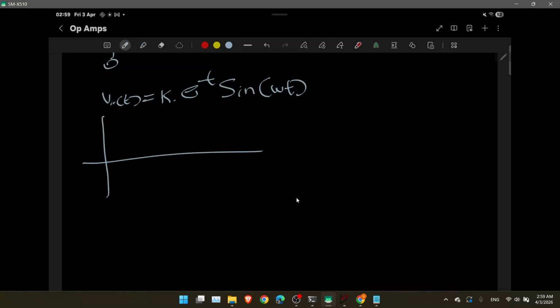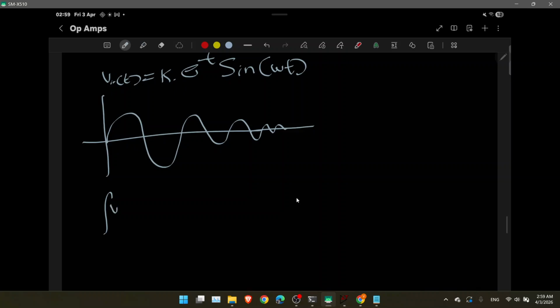It is like v(t) is equal to some constant times e to the minus t sine omega t. If you plot this, you will get a function like this, a decaying sine wave. So what is the differentiation of this? Okay, I think it's going to be a different class, sorry, integration. Okay, integration class.